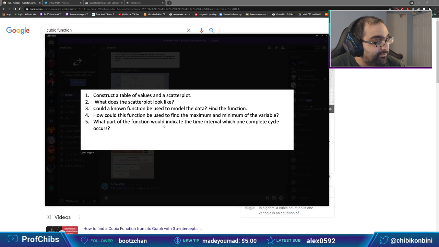What part of the function would indicate the time interval in which one complete cycle occurs? So that would be the x function here. Yeah, so it'd be the vertex on the cubic function, correct? We call it local max and local min because it's within a particular interval, right? I don't want to say maximum or minimum here because I don't want to talk about it in absolutes. Otherwise, the graph technically will stretch to infinity, and that's obviously not reflective of what we want. We want it to be a local max and local min.